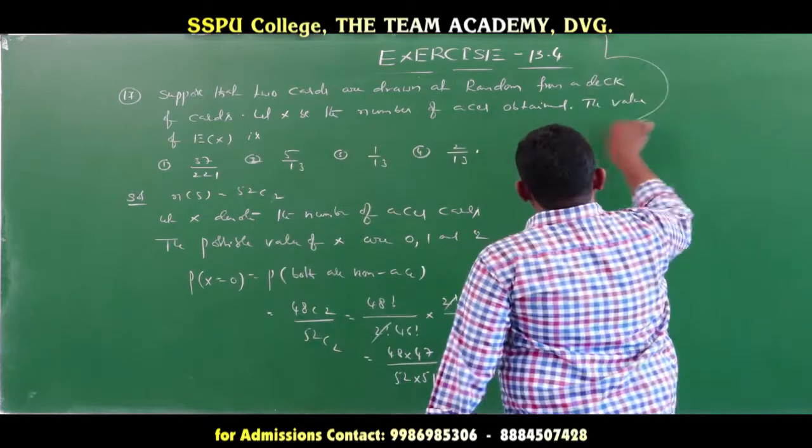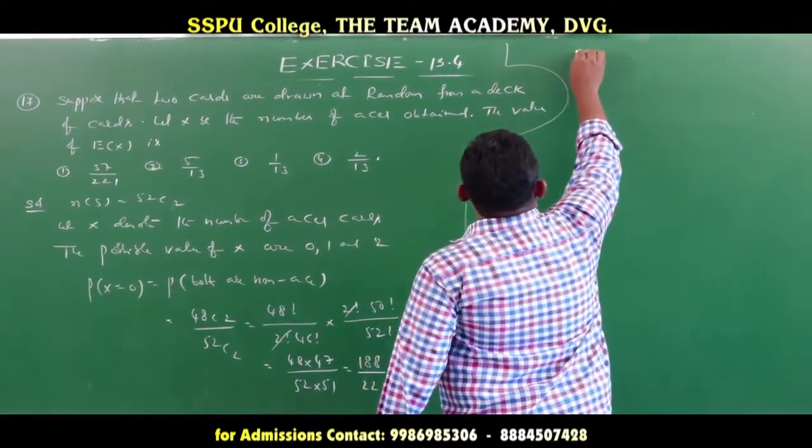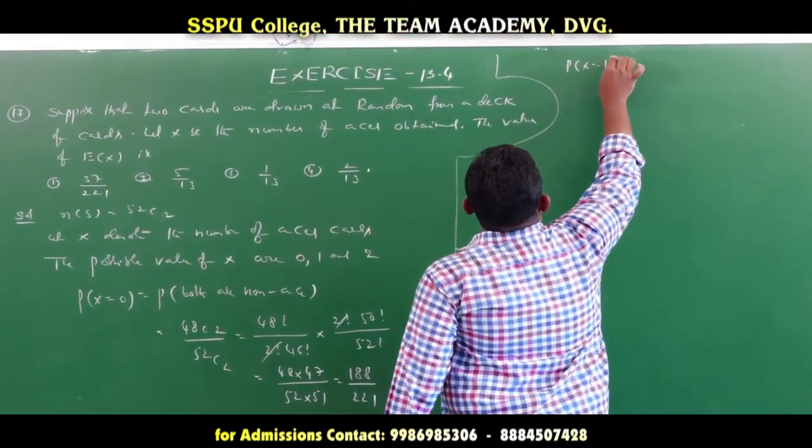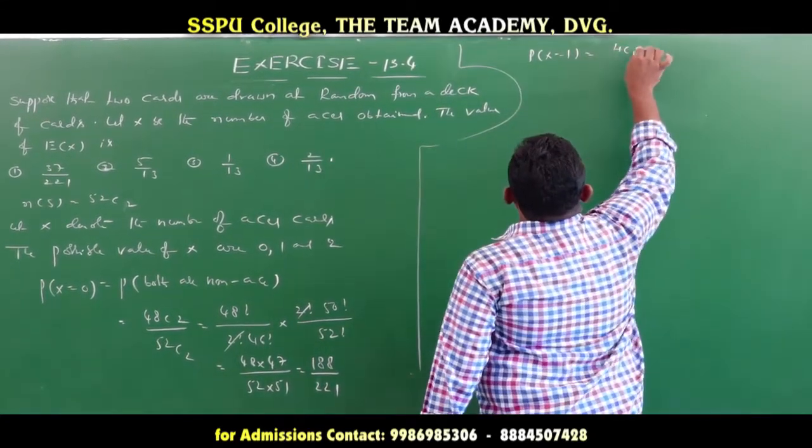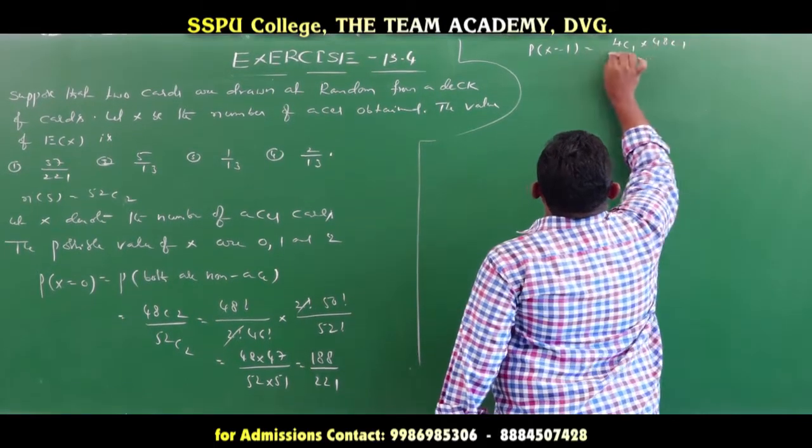And the second value, probability of x is equal to 1. Any one of the cards is which type of card? Ace card. So here we do 4C1 into 48C1 out of 2 cards.